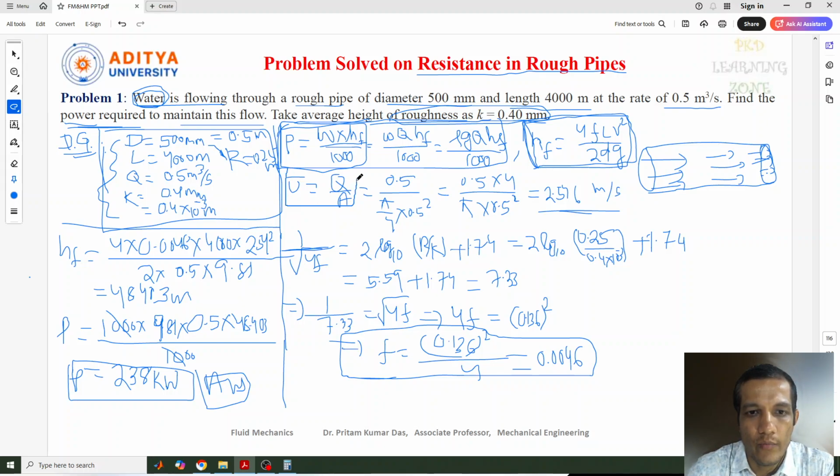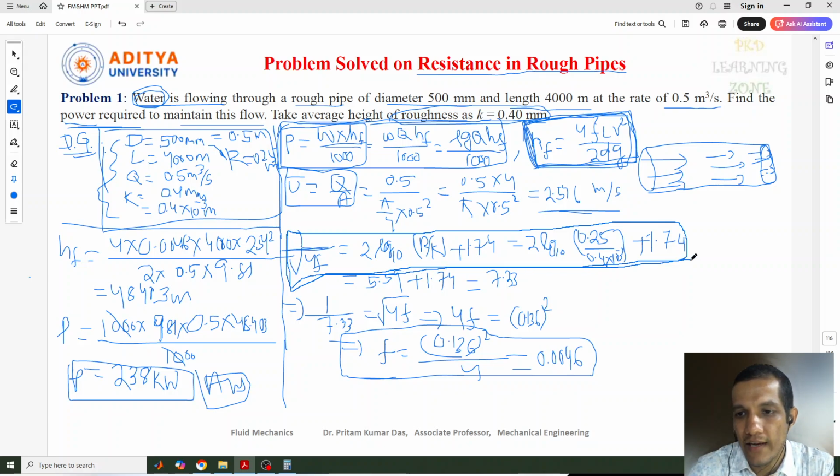A few formulas need to be remembered, like Q equal to AV, from which you can calculate the velocity, and the hf value, which is nothing but the Darcy-Weisbach equation, the head loss due to friction, the major loss. In this hf there is one more term, the friction factor f for the rough pipe, which we derived in the last video lecture. Once you have these three formulas, that is enough to solve this problem.